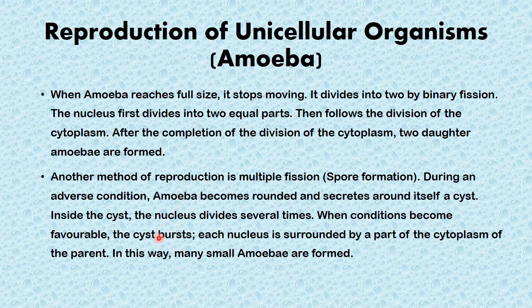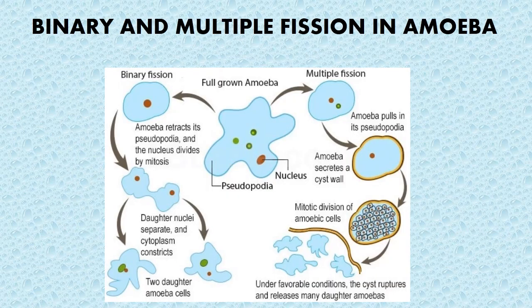Now, another method of reproduction is multiple fission or spore formation. During an adverse condition, amoeba becomes rounded and secretes around itself a cyst. Inside the cyst, the nucleus divides several times. When conditions become favorable, the cyst bursts and each nucleus is surrounded by a part of the cytoplasm of the parent. In this way, many small amoebae are formed.